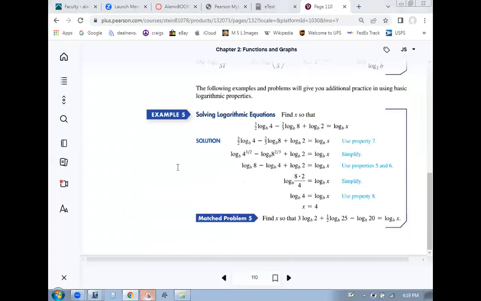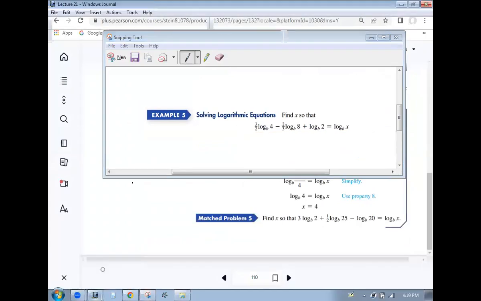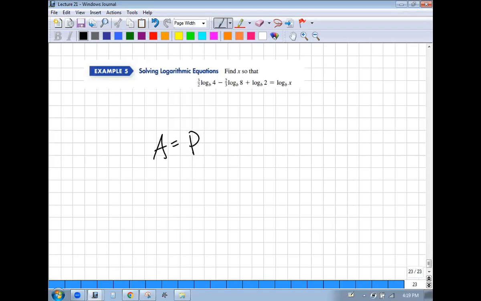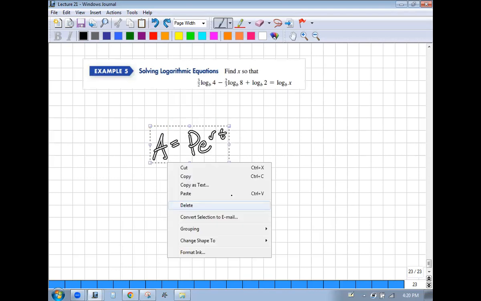So the goal ultimately is solve for x, right? Think about this: the amount is e to the RT, right? In order to solve for the interest rate or the time, if you know these others, you need to be able to get into the exponents. In order to get to the exponents, you're going to need logs. So this is really important for business.